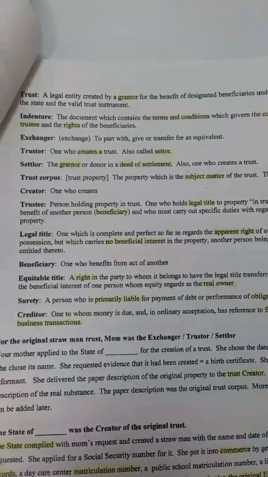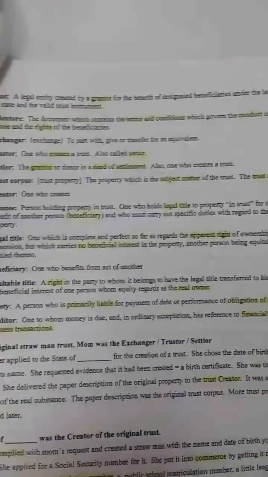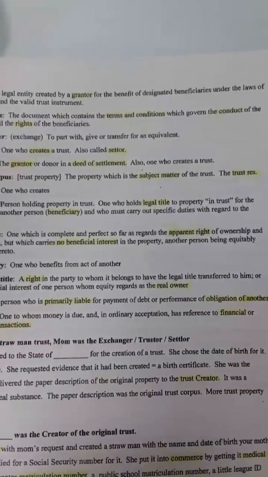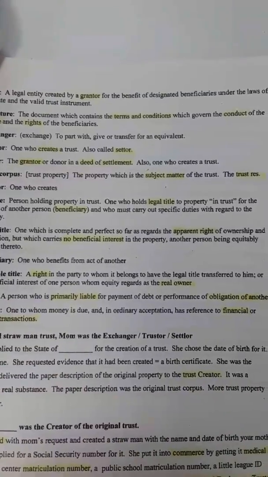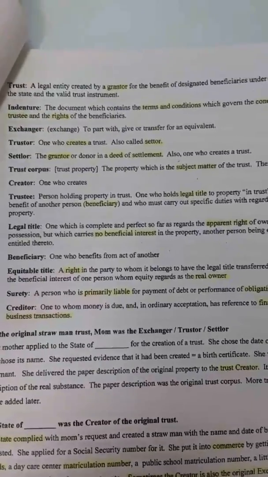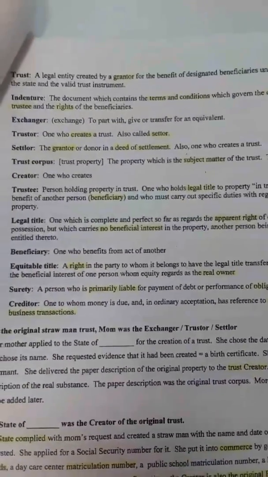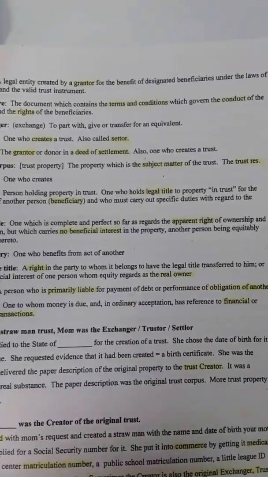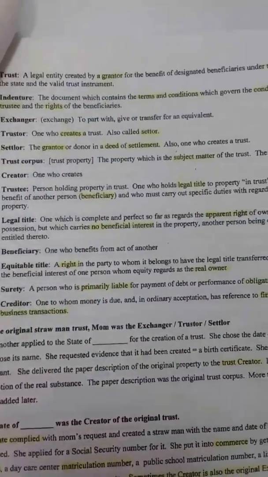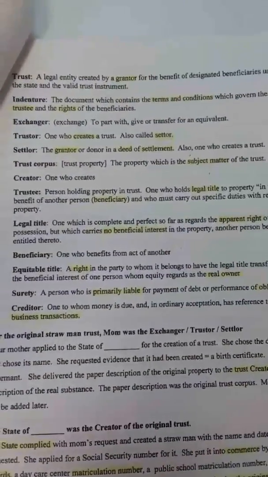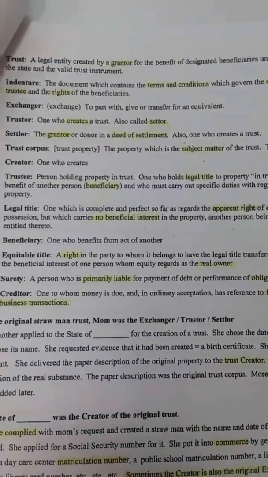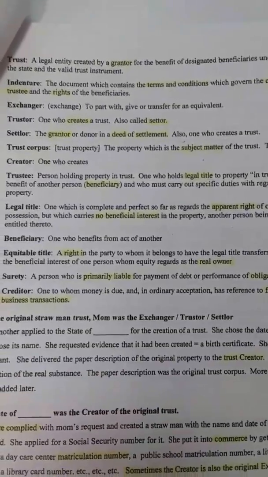Legal title: one which is complete and perfect so far as regards the apparent right. Apparent. So that means it's not the apparent right of ownership and possession, but which carries no beneficial interest in the property, another person being equitably entitled thereto. There you go. So the trustee holds the legal title, which is basically he just has the exclusive right to use it, but it's not his. He doesn't have any control over it.